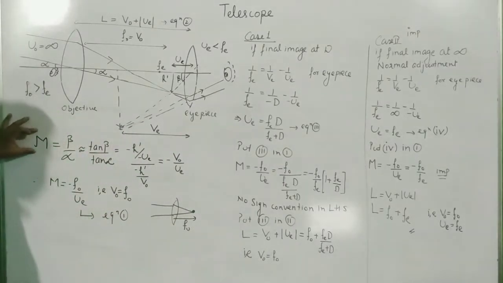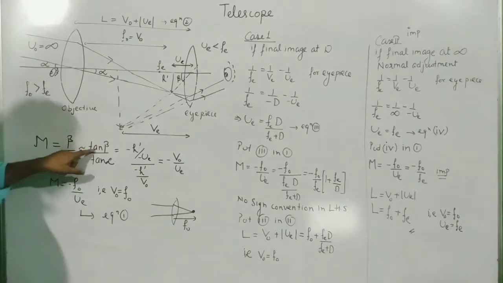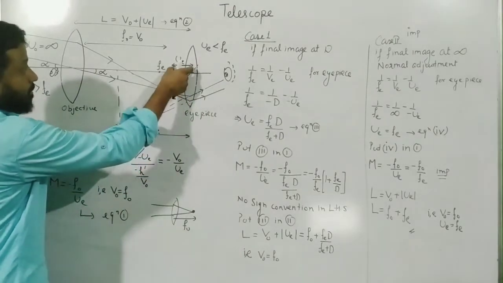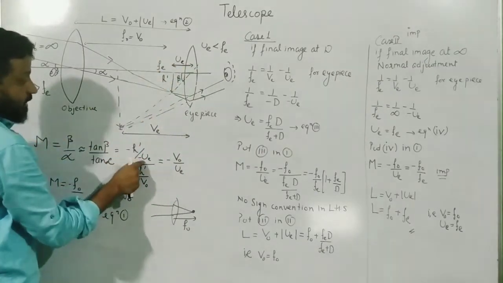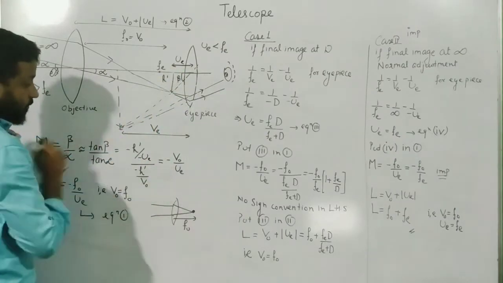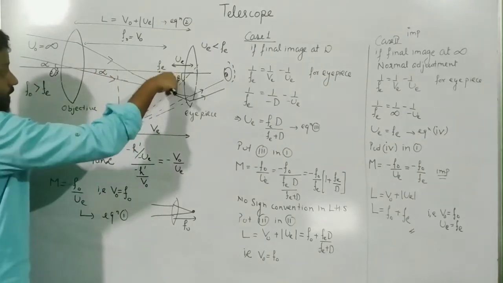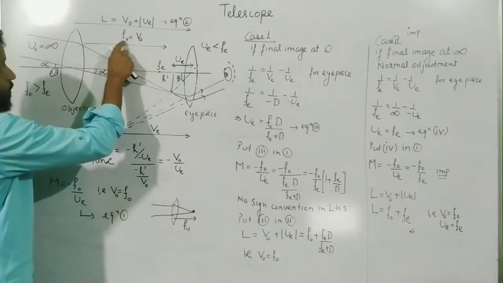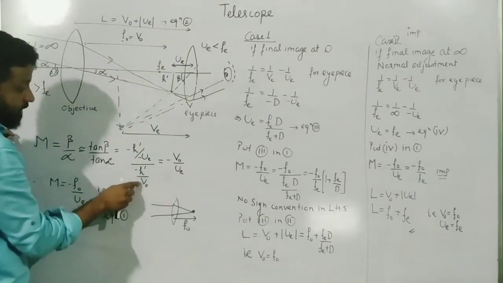This is the general formula for magnification, beta by alpha. Approximately, this is tan beta and this is tan alpha. For tan beta I will consider this triangle, where tan beta is perpendicular by base. Using the sign convention, h dash is negative, and u is on this side, so minus h dash by UE. Tan alpha is again perpendicular by base, and the base is V0, which is equal to F0. So minus h dash, because it is downward, and V0 is positive, so minus h dash by V0.